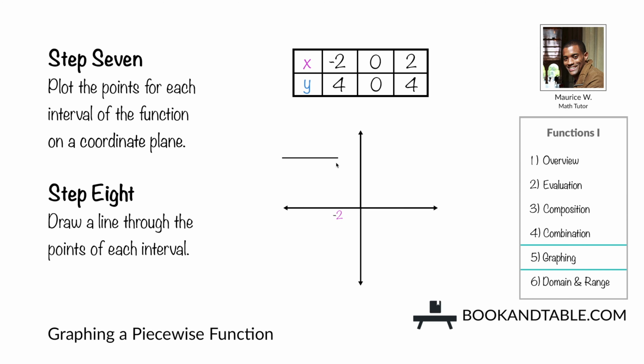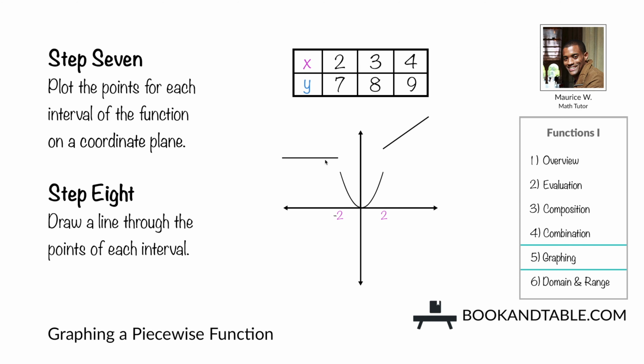And now we take a look at the second table of values. The first point is -2, positive 4. The second point is 0, 0. And the third point is 2, positive 4. And now that we've plotted the points, we can draw a line through those points. And now for the third interval, the first point is 2, 7. The second point is 3, 8. And the third point is 4, 9. And now with these 3 points, we can draw a line through the points to give us a sketch of that interval as well.